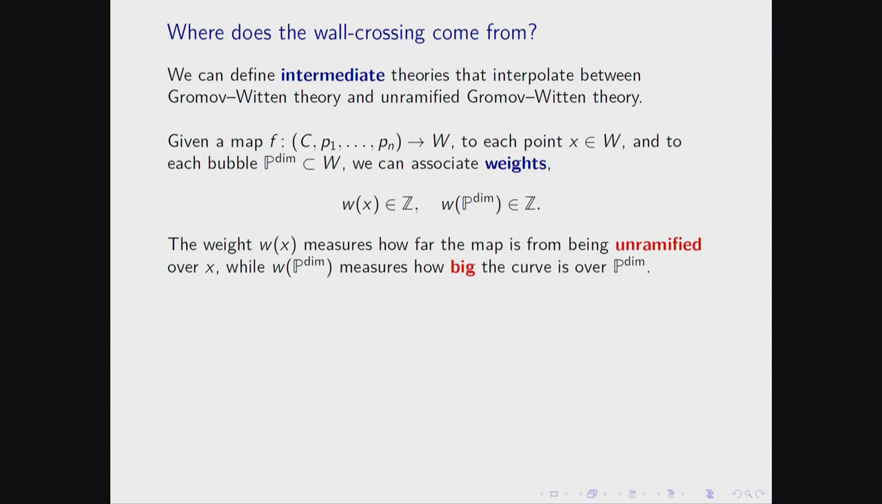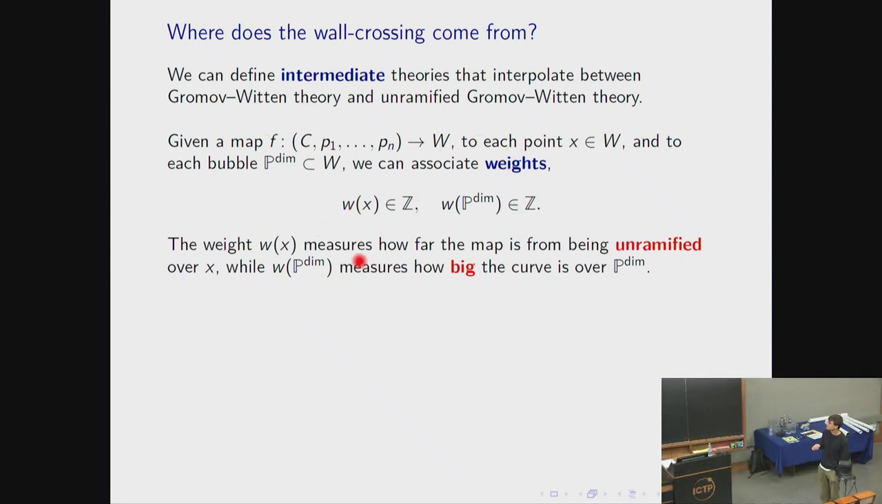To each map from a curve to W, to each point in W and to each bubble in W, we can associate what I call weights. It's just some integer values. I'll denote them w_X for points and w_bubble for bubbles. These weights, in the case of a point, measure how far a map is from being unramified over that point. In the case of a bubble, in some sense, it measures how big the curve is over that bubble.